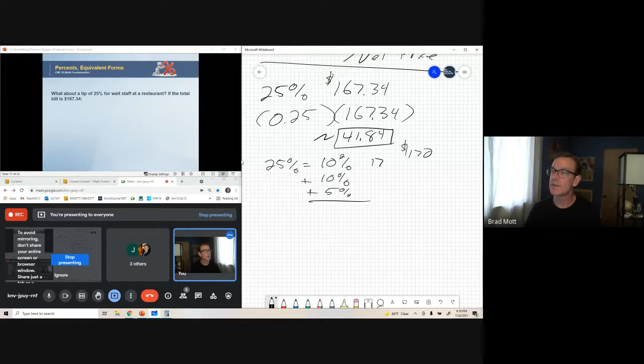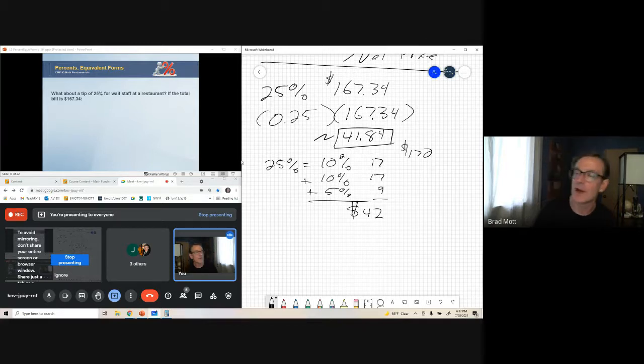Multiply 10% times 170 and get $17. And then half of that, or 5%, is $8.50. You can just go ahead and round that up to $9. And then add 34 plus 9, which is 43. Excuse me, 34 plus 9 is 43. So approximately $42 is what you'd come up with.